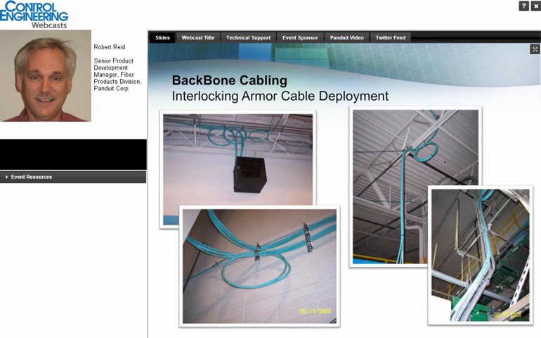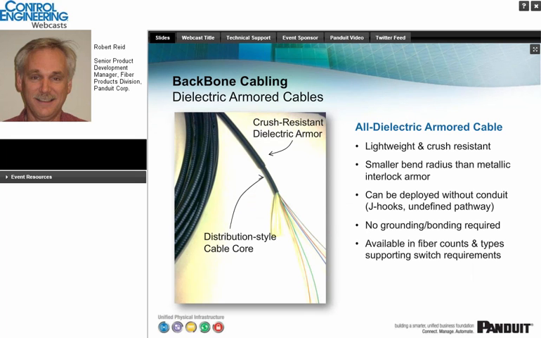One of the options that we've recently come up with is a dielectric armored cable. This is a crush resistant dielectric armor. The beauty of this system is no grounding and bonding. Those previous interlock armored cables, you have to ground and bond them, because it is a metallic element. The beauty of this is it's lighter, with a smaller bend radius. You see the bend radius on these cables up here? Very large.